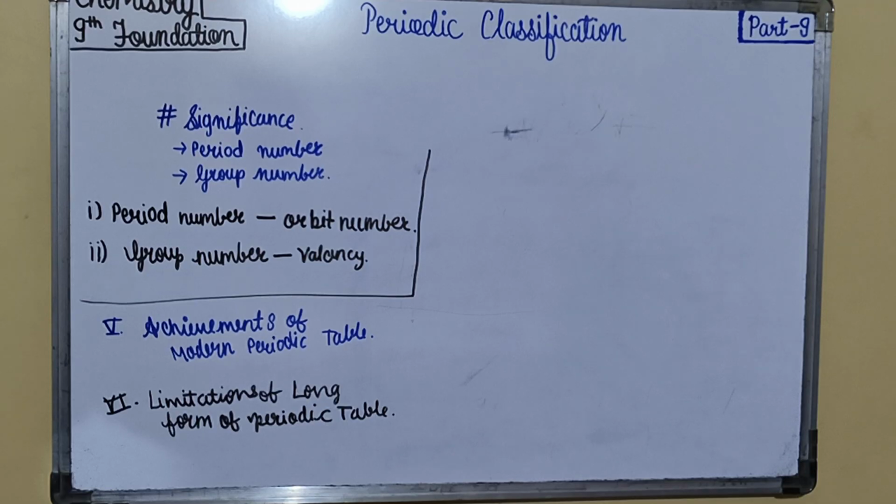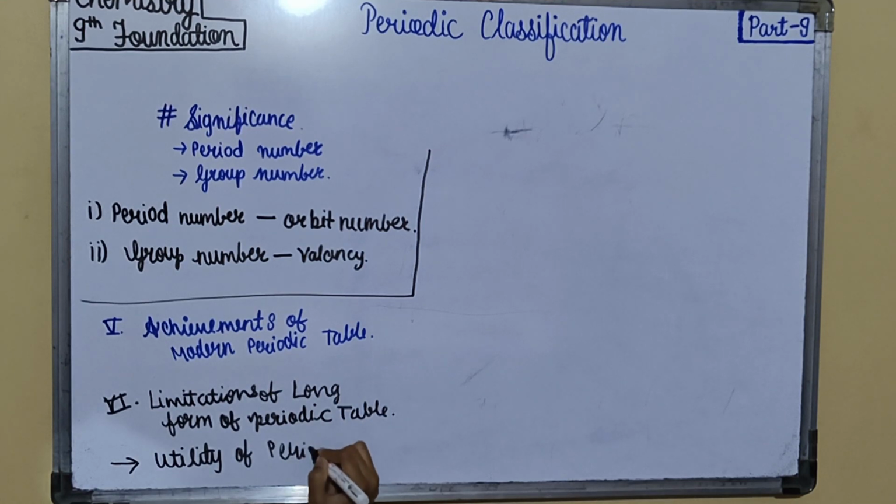Then there is a small point but main, that is utility of periodic table. First of all, it helps in classifying the elements in a systematic manner. Then it helps to calculate the atomic mass of elements. Then to predict the existence of unknown elements. Another point is reactivity of elements among metals.